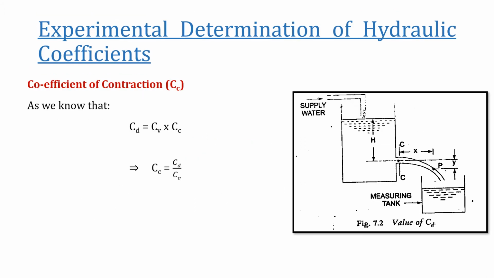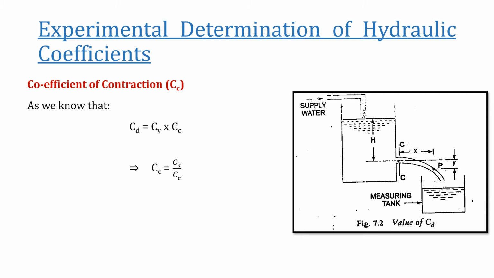Now in order to determine coefficient of contraction, we can make use of the already known relationship, that is coefficient of discharge is equal to coefficient of velocity into coefficient of contraction. Since coefficient of discharge and velocity are already known, we can rearrange the expression and find out coefficient of contraction as a ratio of CD over CV.